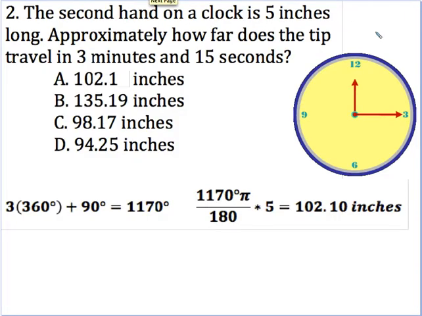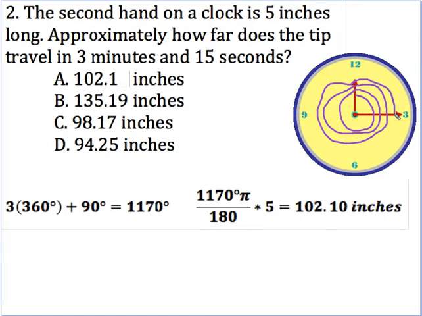Let's move on. Number 2, the second hand on the clock is 5 inches long. Approximately how far does the tip travel in 3 minutes and 15 seconds? So for 3 minutes, it's going to start here, and it's going to go around once, twice, 3 times, and then it's going to go another 90 degrees. So if I'm adding all my degrees together, I have 3 revolutions, and there's 360 degrees in one revolution, so 3 times 360 plus the extra 90 degrees will give me 1,170 degrees.